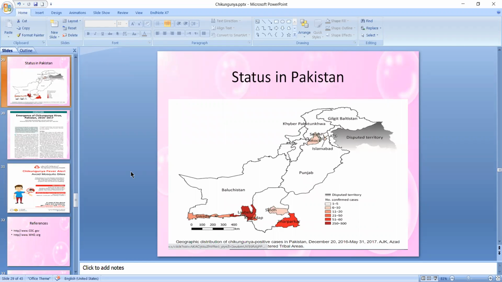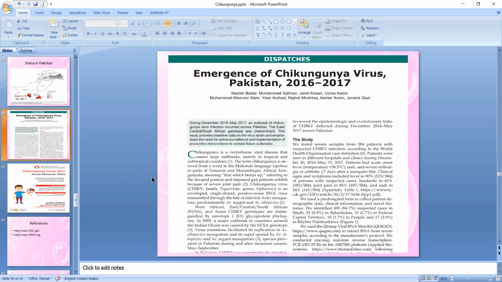What is the status of chikungunya fever in Pakistan? There were also some cases reported in Pakistan during 2016 and 2017, and most cases were reported in Sindh province. Emergence of chikungunya virus in Pakistan in 2016 and 2017. Almost 584 patients were reported during this time.